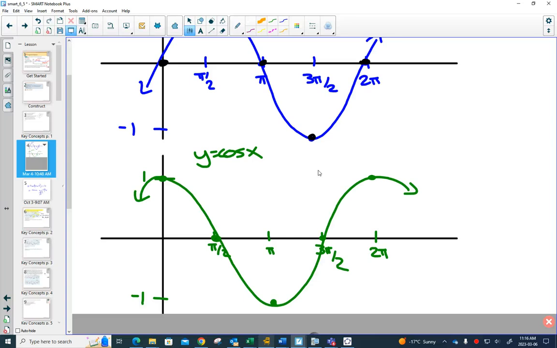I've got all of my axis family here. Cos of 0 is 1. Cos of pi over 2, the x-coordinate is 0. X-coordinate at pi is negative 1. At 3 pi over 2, it's 0. And at 2 pi, it's back to 1. So we can use our axis family to graph cos.